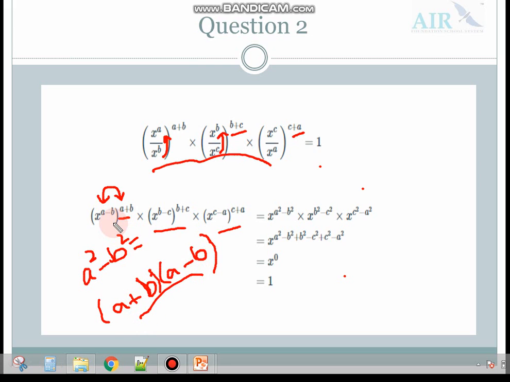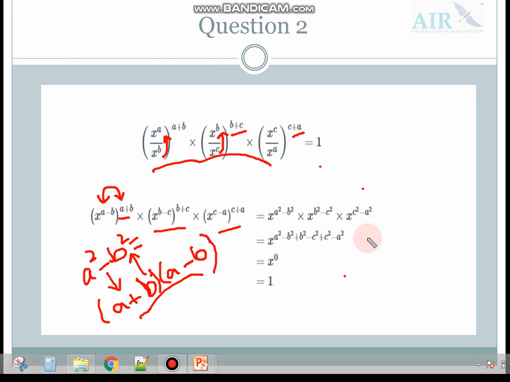So in this case, this is basically a minus b, a plus b. You can write a plus b into a minus b as this, and you can write this as this. So these are basically vice versa of each other. So it will become a square minus b square. This is b minus c and b plus c, so it will become b square minus c square. This is basically c minus a into c plus a, so it will become c square minus a square.